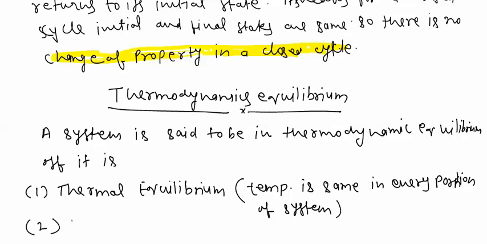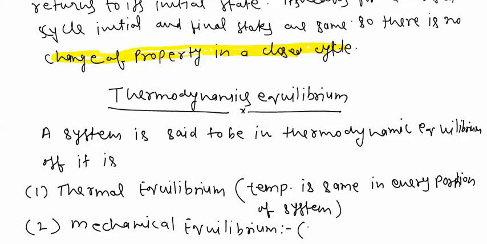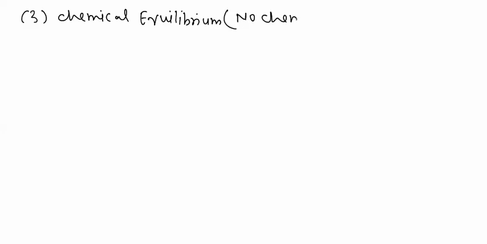Second, mechanical equilibrium. In mechanical equilibrium, there is no unbalanced force in the system. The next one is chemical equilibrium. In chemical equilibrium, there is no chemical reaction in the system. If a system follows all these three equilibrium conditions, it is said to be in the thermodynamic equilibrium condition.